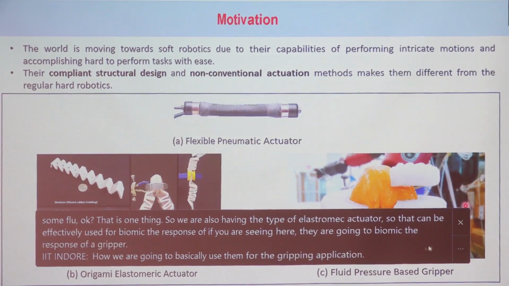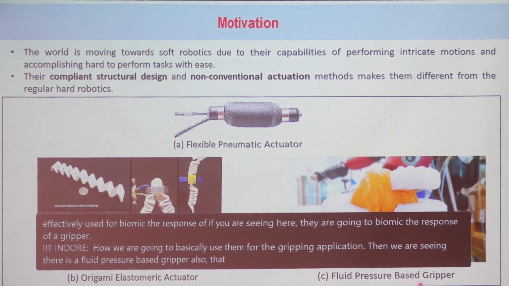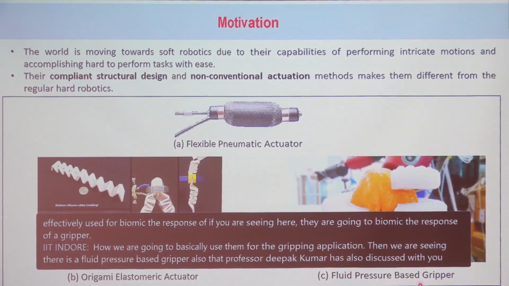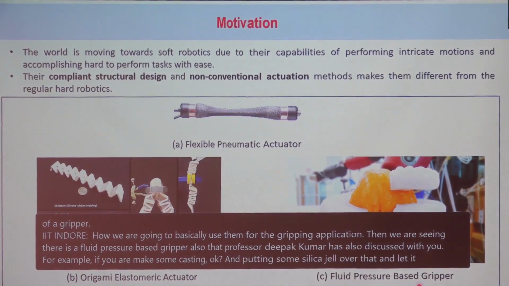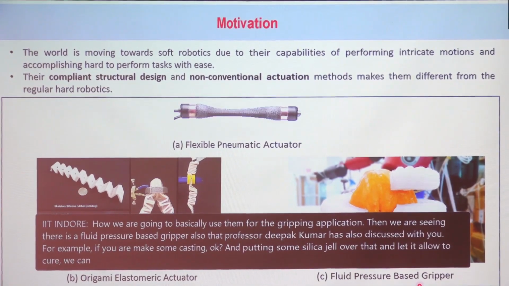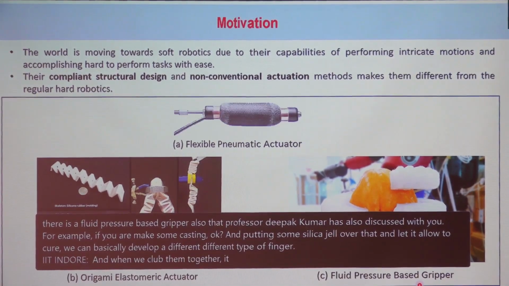Then we are seeing there is a fluid pressure based gripper also, that Professor Deepak Kumar has also discussed with you. For example, if you make some casting, okay, and put some silica gel over that and allow it to cure, we can develop a different type of finger. And when we club them together, it will behave like a gripper.